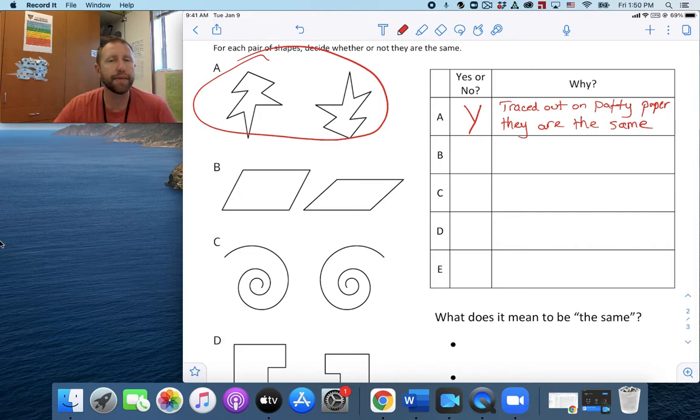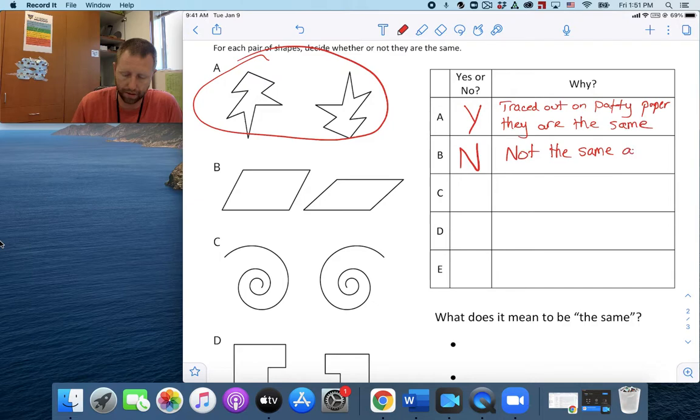Now for B, I didn't have to trace that out on patty paper, and hopefully you didn't either. I can tell just by looking at these two parallelograms that is a no, because they don't have the same angles, right? They're not the same angles. I didn't have to use my patty paper for that one.